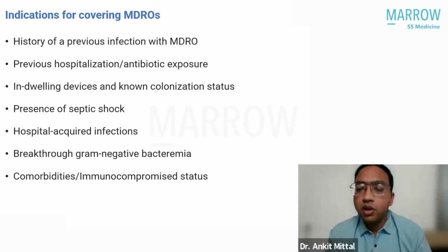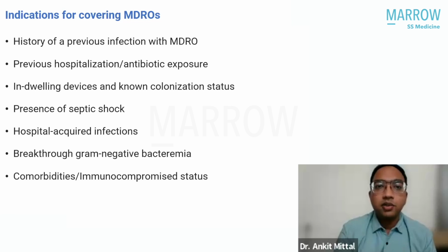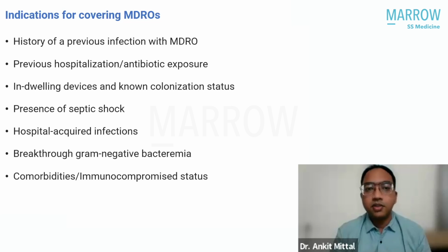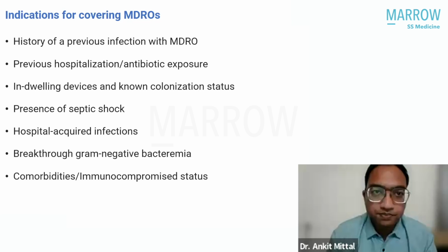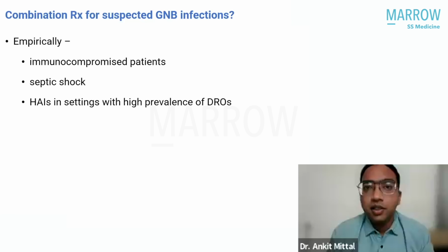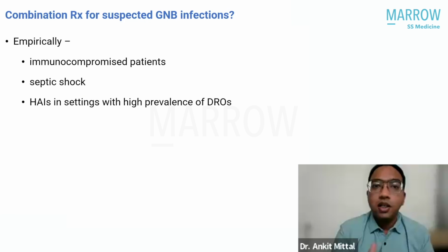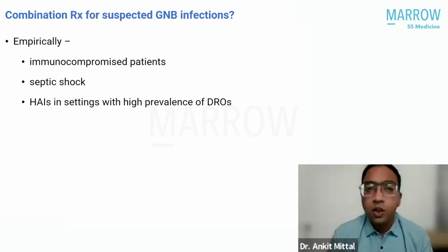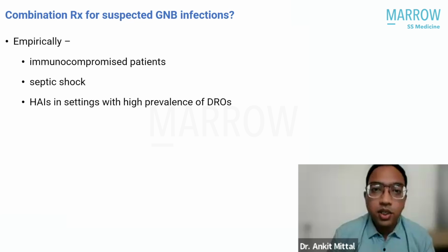Again, comorbidities, immunocompromised status indirectly relates to previous hospitalization, devices, etc. So in those cases also, you might as well think of multi-resistant organisms. Now, when do you think of combination therapy for suspected gram-negative infections? Now, empirically, in cases of immunocompromised patients, patients with septic shock, and hospital-acquired infections in settings with high prevalence of drug-resistant organisms. Now, for example, immunocompromised patients. Now, all guidelines recommend that if the patient is sick, you first start with a combination therapy to ensure that Pseudomonas is covered.